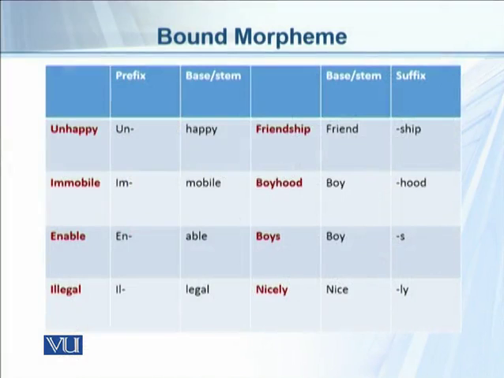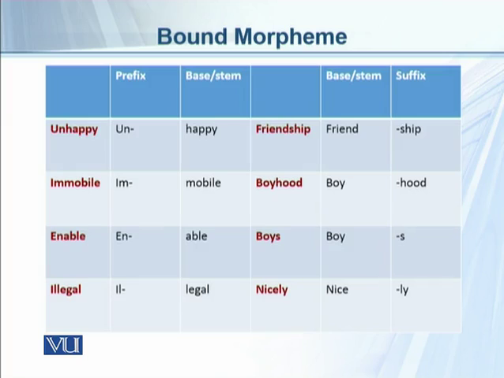So you can see that in unhappy, we have a prefix un and a base or stem happy. Immobile, we have im as prefix and mobile as base. Enable, en as prefix and able. Here able is the main stem or base form, and illegal, il is the prefix and legal is the base form or stem.